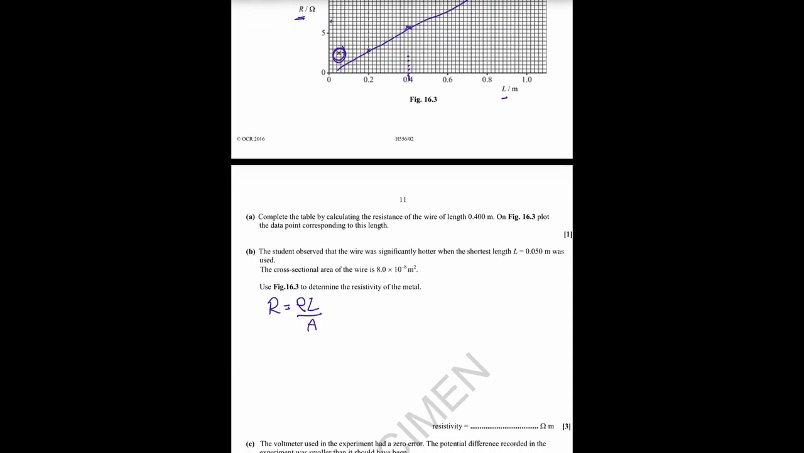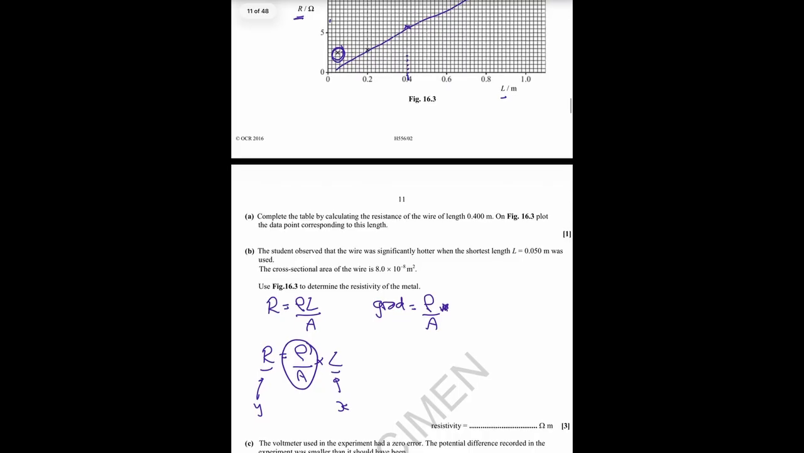So if I put this into y equals mx plus c, I know R is going to be equal to, because l is on my x-axis, l's got to go over here, and it's basically going to be this. So when I plot R against l, this is my y, this is my x, and I know that my gradient is going to be this. I'm going to show the examiner that I know that my gradient is equal to resistivity over area. Therefore, my resistivity is going to be equal to the gradient times the area.